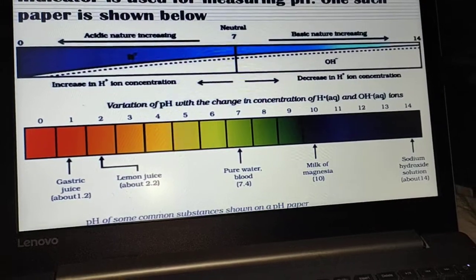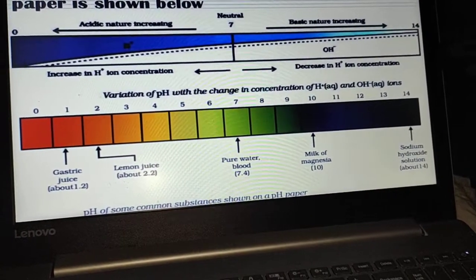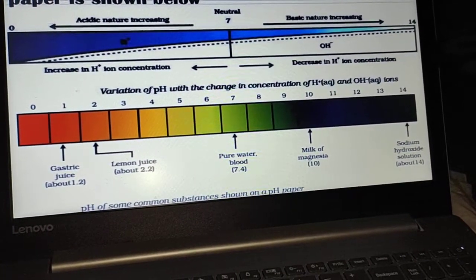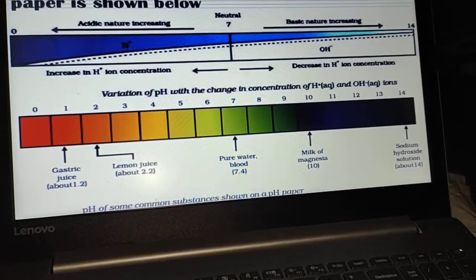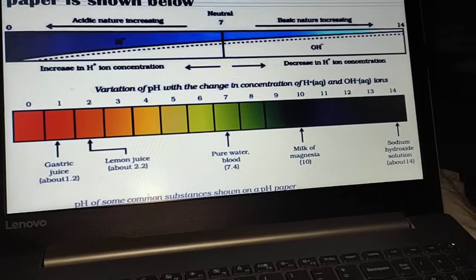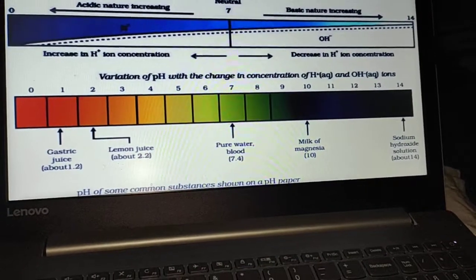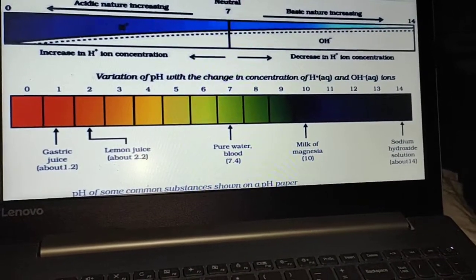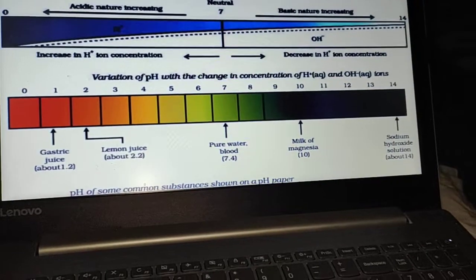ये जो color chart है ये that is the variation of pH with the change in the concentration of H+ and OH minus ions. तो 0, 1, 2, 3, 4, 5, 6. तो when we are dealing with the 14 there is a dark blue color and when you are dealing with the 0 then it is a red in color. That is same as your litmus content.